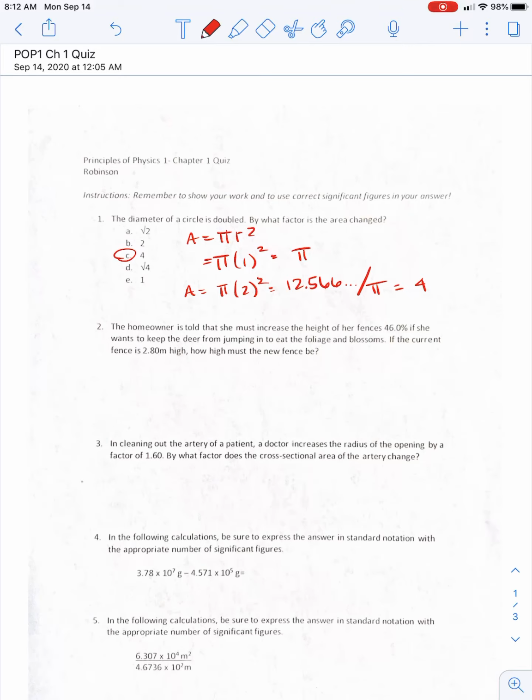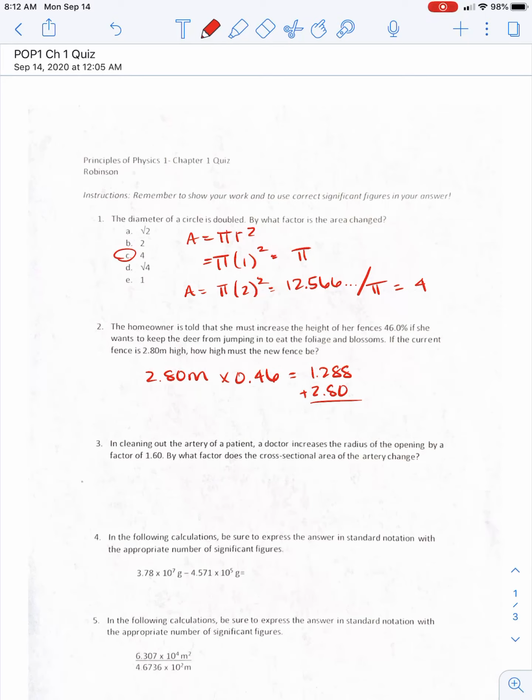Okay. All right. Number 2, it says the homeowner is told that she must increase the height of her fence 46% if she wants to keep the deer from jumping to eat the foliage and blossoms. If the current fence is 2.8 meters high, how high must the new fence be? Her current fence is 2.8 meters. If you multiply that by 0.46, 2.8 times 0.46 is 1.28. But we have to add that to the original height of 2.80.